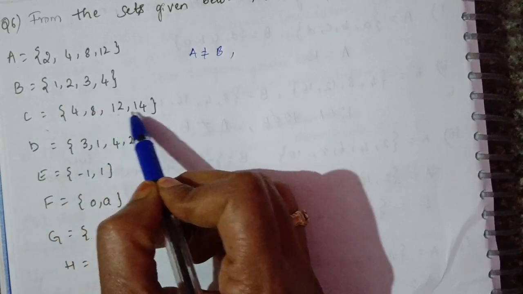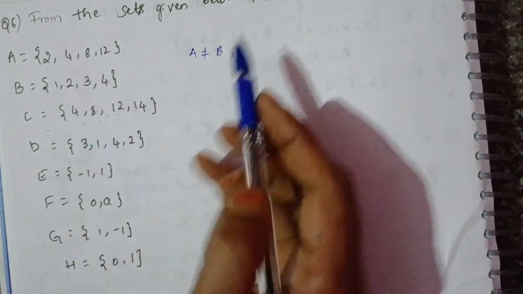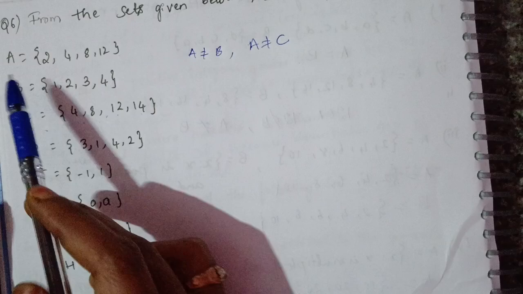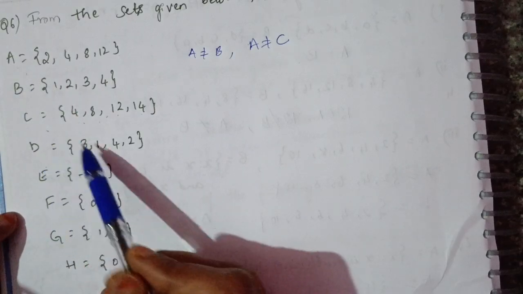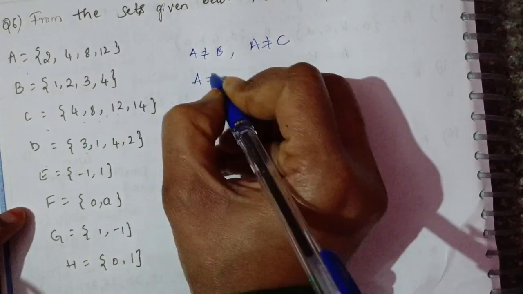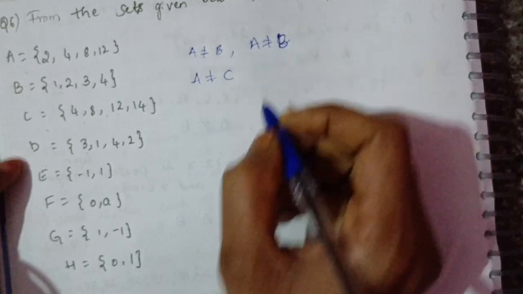Next, from A to C: 4, 8, 12, 14. Here 2 is not there. So A is not equal to C. Now if you compare A and D, here 3 is there, but in this set 3 is not there. So A is not equal to D also. Here A is not equal to B.